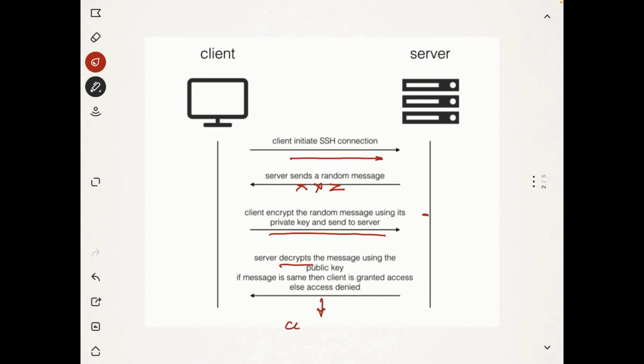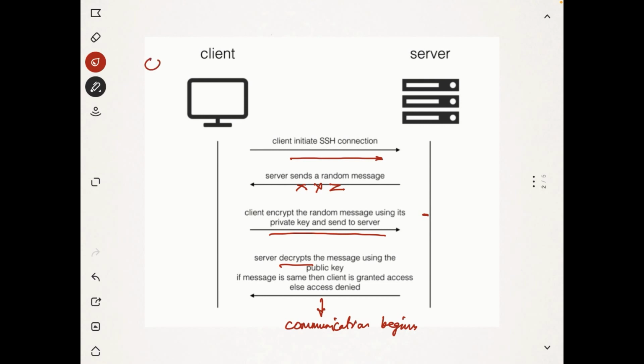And then the server decrypts the message using the public key it has, and if the message is the same, then the client is granted access, or else the access is denied. And if it is granted access, then the communication begins. So how does it work? How does the encryption go on in this case?